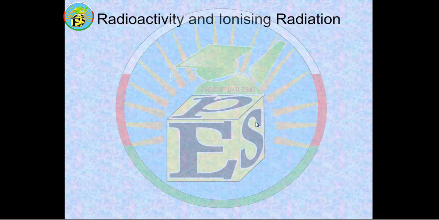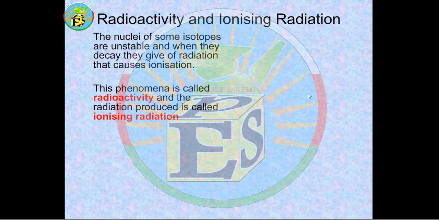Radioactivity and ionizing radiation. The nuclei of some isotopes are unstable, and when they decay, they give off radiation that causes ionization. This phenomenon is called radioactivity, and the radiation produced is called ionizing radiation. It means the nucleus of the atom will decay.